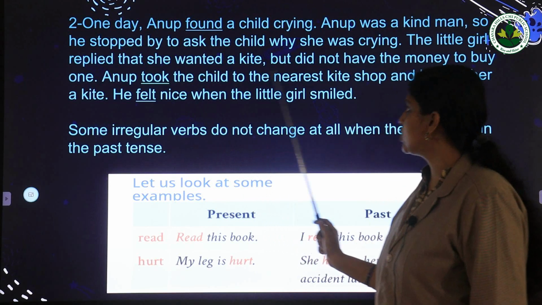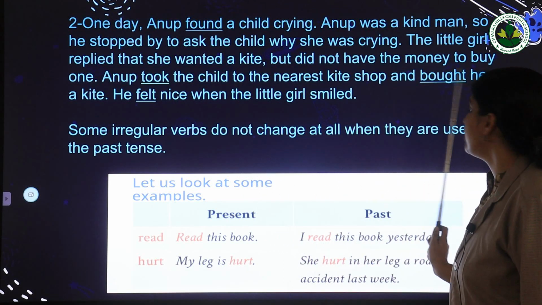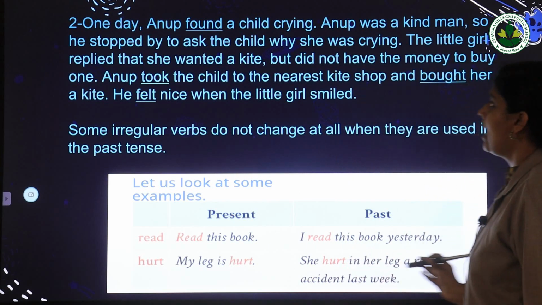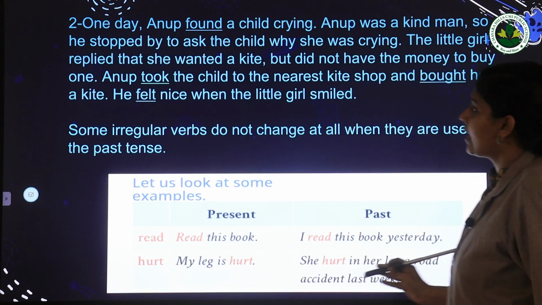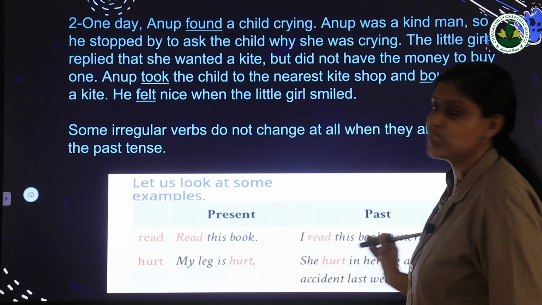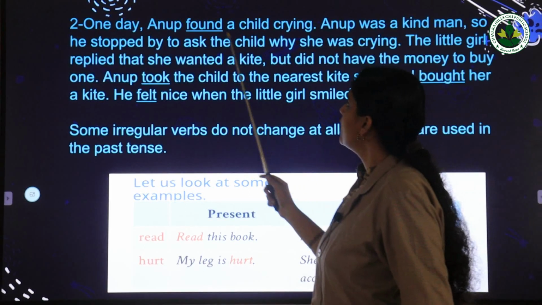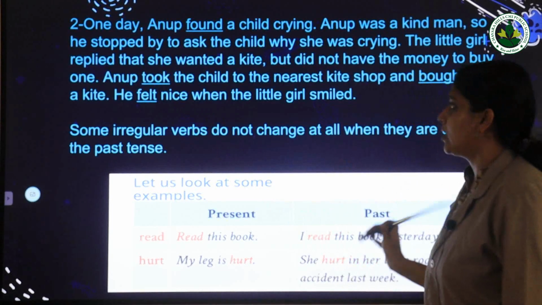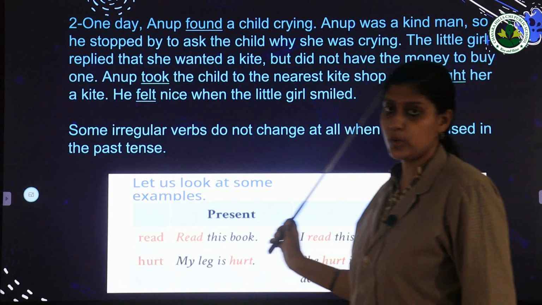Anup took the child to the nearest kite shop and bought her a kite. He felt nice when the little girl smiled. And here you are asked to find the irregular verbs in this passage. This is already underlined here. The irregular verbs are found, took, felt, bought. These are examples of some irregular verbs.